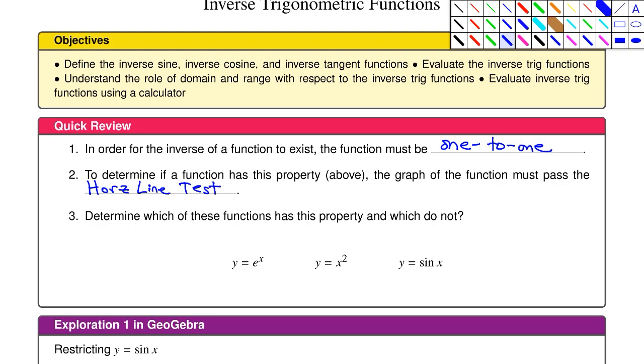Number three, determine which of these functions has this property and which do not. So which of these are 1-to-1? Well, the first one is the exponential function, which is 1-to-1. The second one is the parabola. And there are plenty of horizontal lines that pass through two different points on the parabola, so this one's a no. And the last one is the sine function.